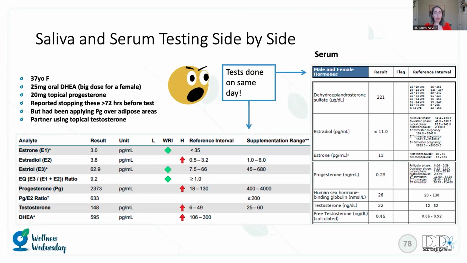So what will I say about this? Oral DHEA, 25 milligrams for a female is a pretty high dose, so I'm not surprised to see that elevation with the DHEA. After some inquiry, she let me know that she had a husband at home that was using a topical transdermal testosterone.